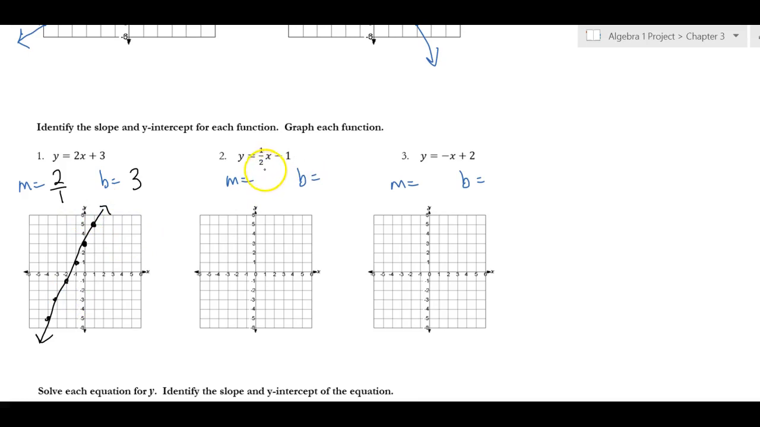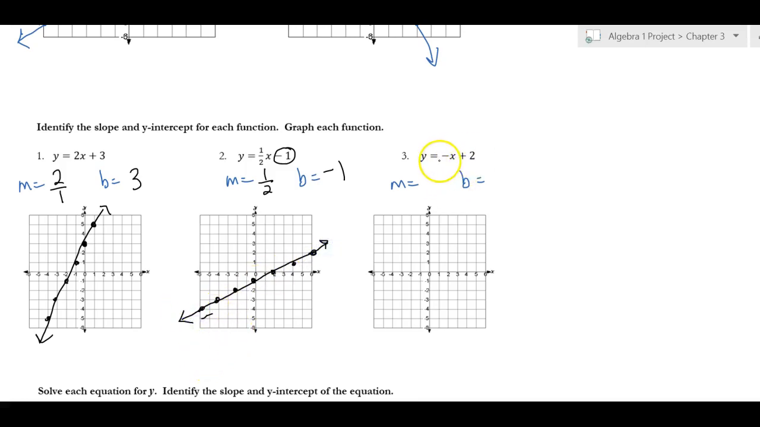All right, for the second one, your m was 1/2, and your y-intercept is -1. So I go down 1, and then I go up 1 over 2. And I keep doing that all the way. Okay, and then I connect my dots and put arrows on the end.